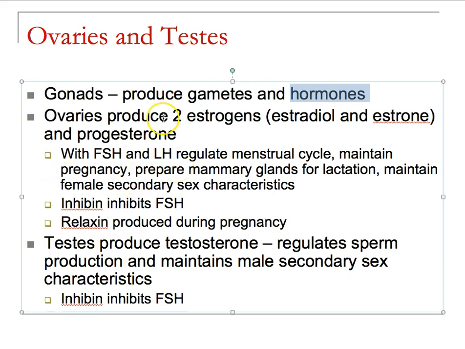And then testes for the male, they regulate testosterone production, and testosterone production regulates sperm production, which maintains the likelihood that fertilization is going to happen with that secondary oocyte over here, but also the male secondary characteristics, which is going to cause facial hair, Adam's apple, things like that. It also has another hormone, and that's called inhibin, and inhibin is going to regulate the release of follicle-stimulating hormone.